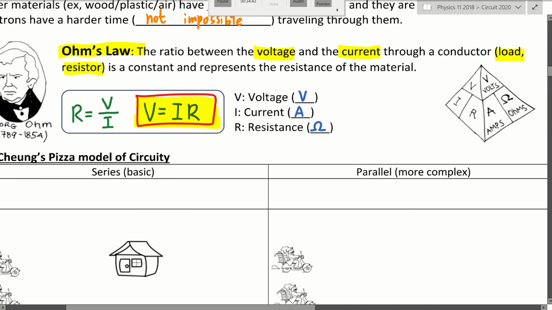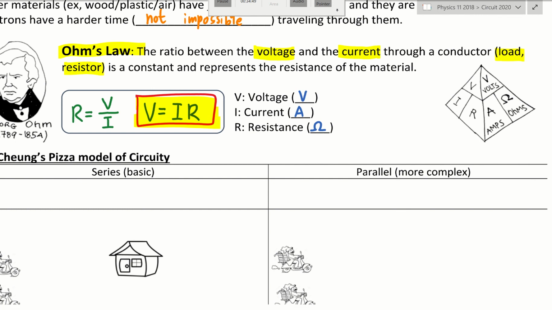One of the most important equations in this chapter. There are some questions that you will do later on where you might have to use Ohm's law 7 times before you get the final answer. So when in doubt, Ohm's law.